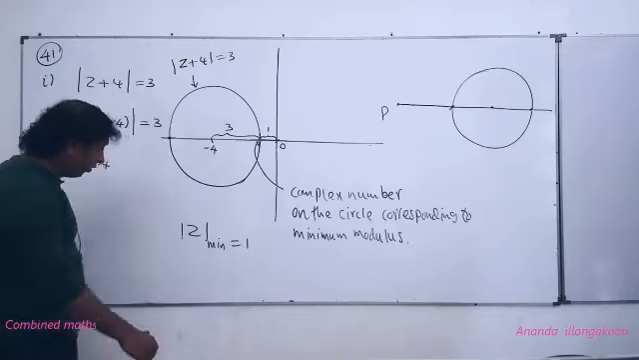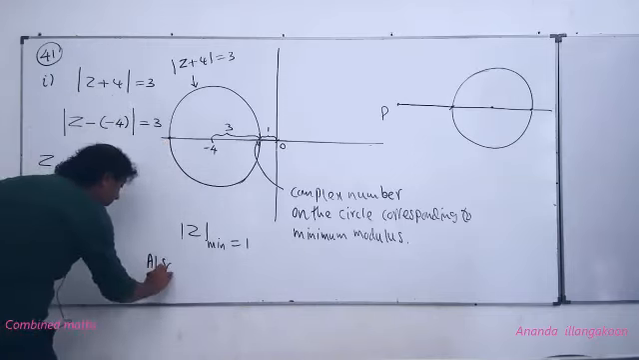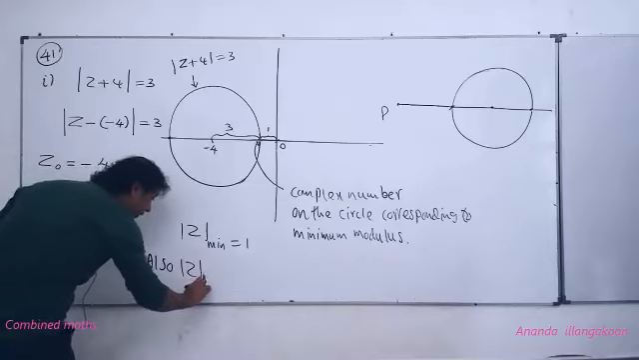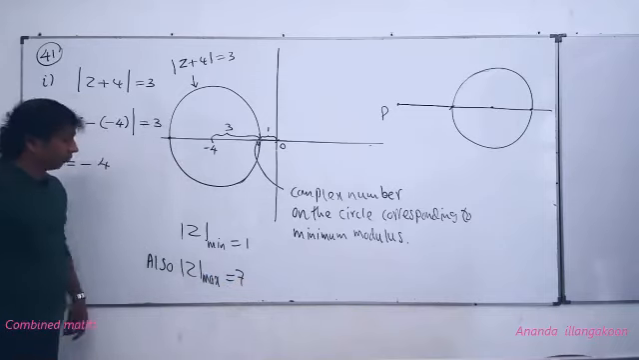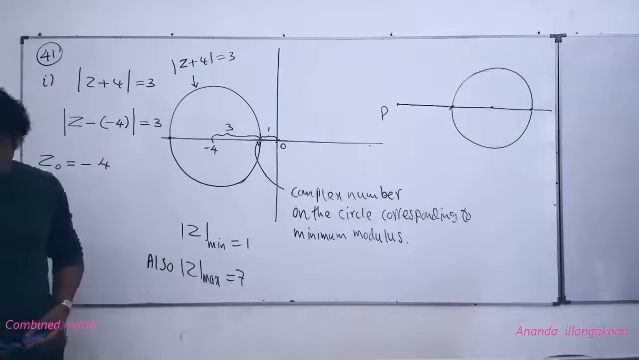Z max, that is not asked here. 7 units. What is Z max? 7 units.